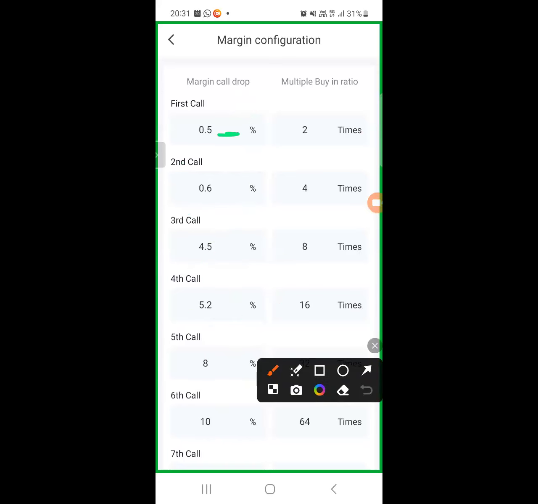If here is 0.5, the next call, you have to make sure it must be bigger than the first call. Same thing here. Here must be bigger than here. Here must be bigger than here, until you end it. I hope it is clear.